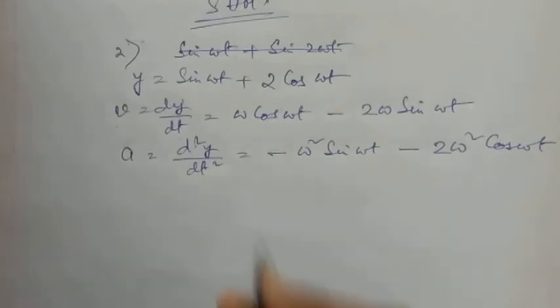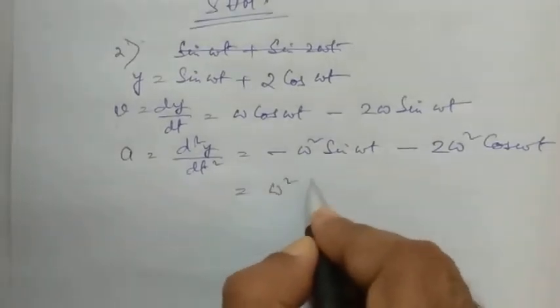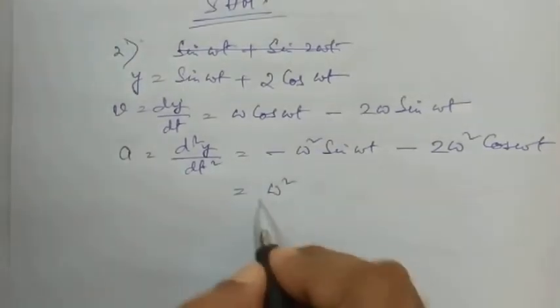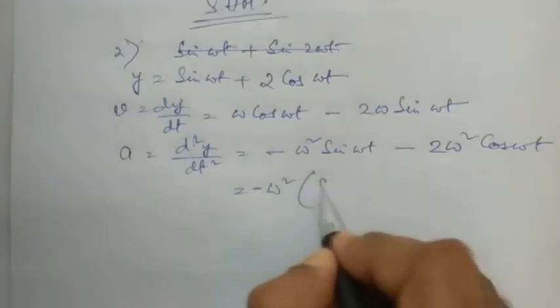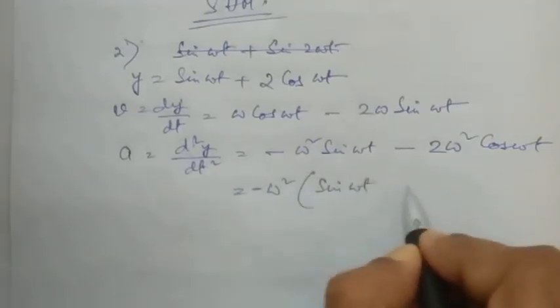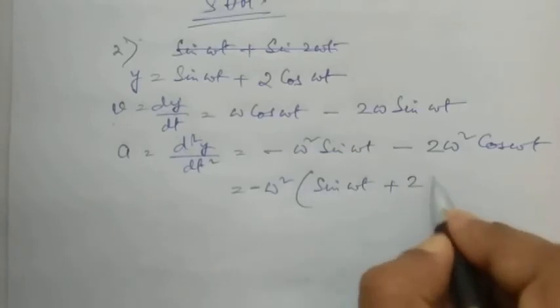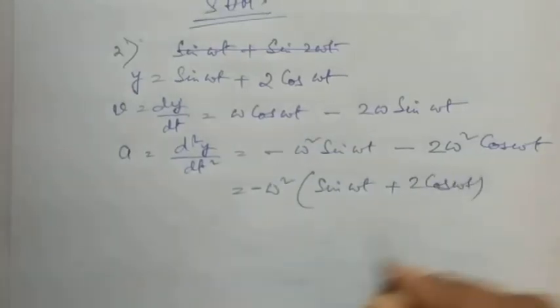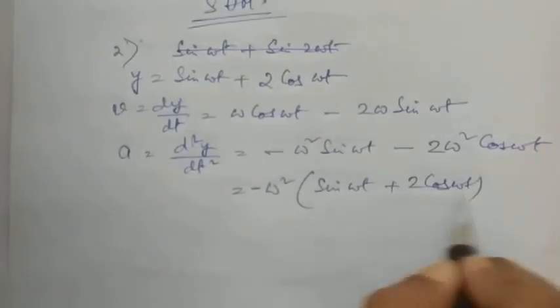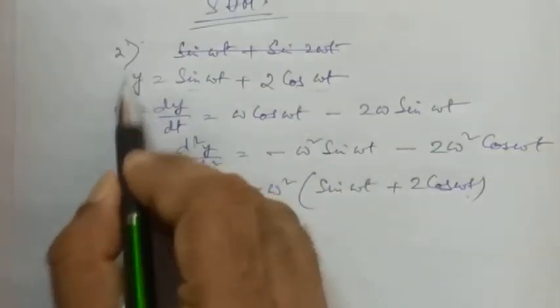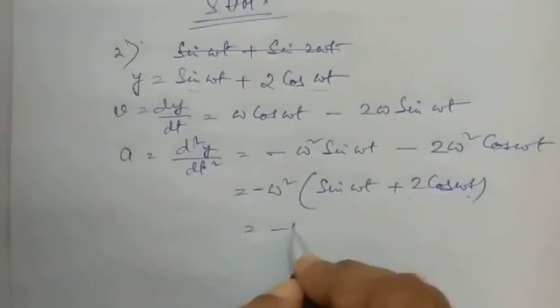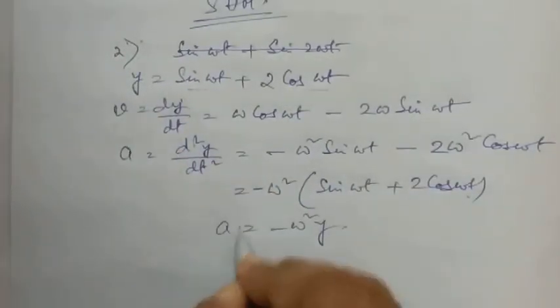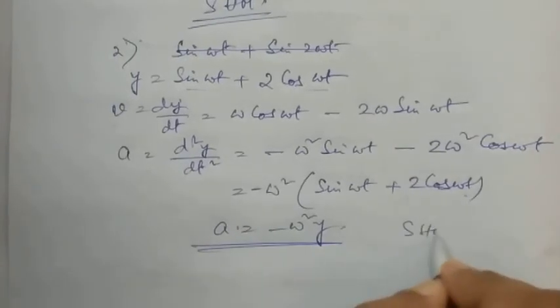Now if we take minus omega square common from both these parts, we get sine omega t plus 2 cos omega t. Now what is sine omega t plus 2 cos omega t? This was the equation for the displacement. So you can write minus omega square y. Again, we found out this will be a SHM.